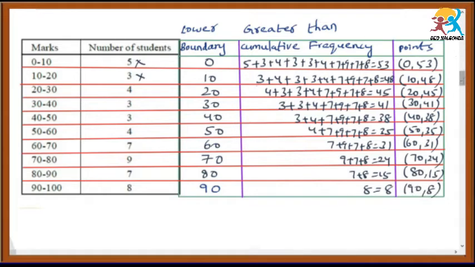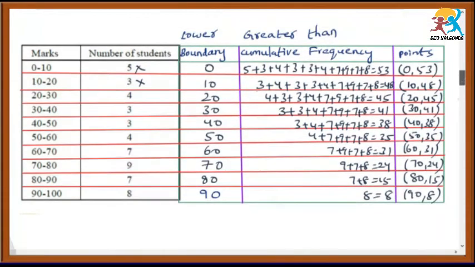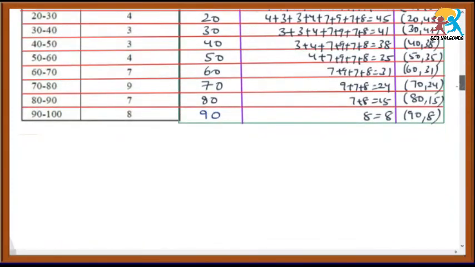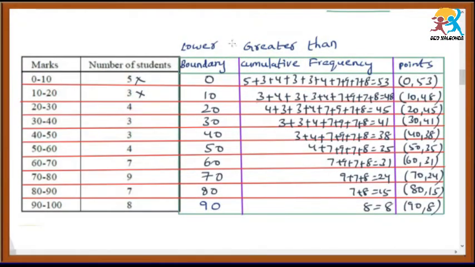In some questions, finding the median is the same. So we should use the same formula. In some questions you will be getting only the lower boundary and the greater than cumulative frequency. They will give only these two. We have to prepare this table. So let us go through that question also.